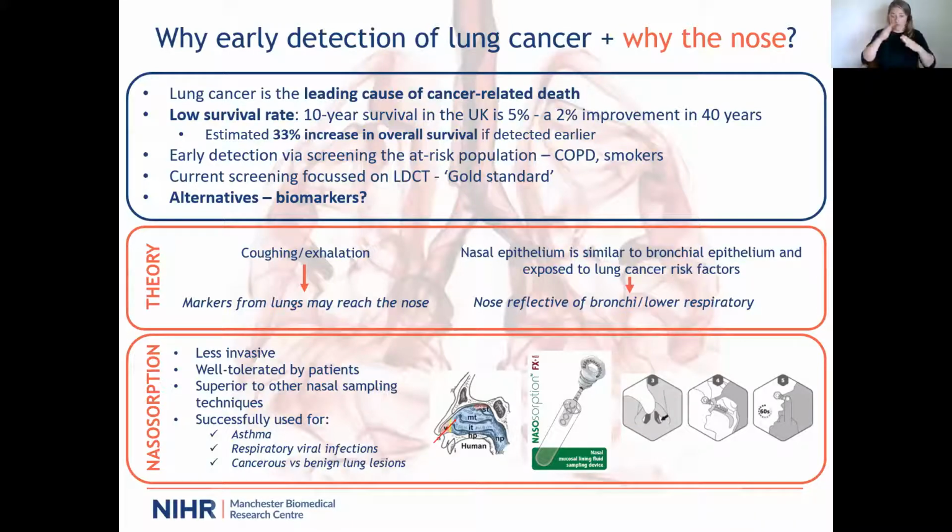The theory behind markers in the nose is twofold. Coughing and exhalation, especially in patients at risk of lung cancer, who are more likely to be coughing anyway, might bring markers from your lungs to the back of your nose where we can sample them. But also the nasal epithelium, which is the cells that coat your nose, is quite similar to the bronchial epithelium, the cells coating your lungs. Both are exposed to similar risk factors, so both would be exposed to smoke if you were a smoker. And there's some suggestion that the nose is involved in chronic obstructive pulmonary disorder. It's part of the field of injury. And so maybe the markers that would be produced in the lower respiratory tract that indicate presence of lung cancer might also be expressed in the nose.